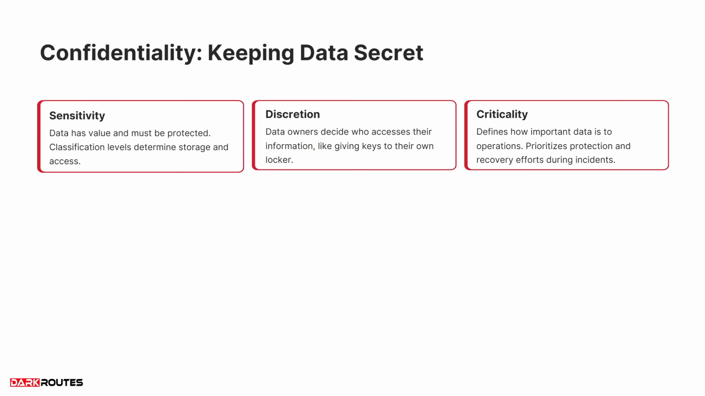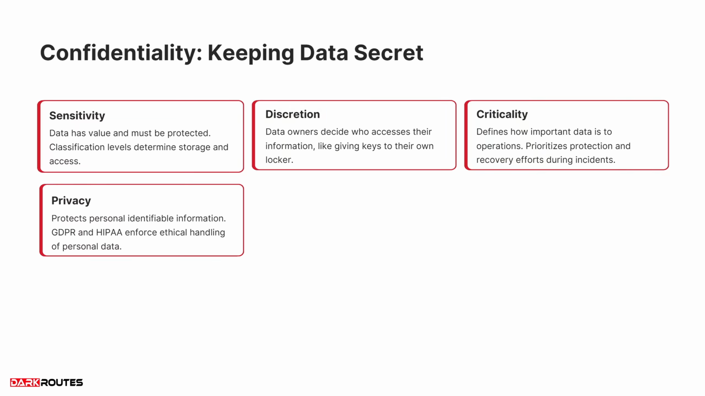Next, we have criticality. Criticality defines how important the data or system is to the organization's operations. It's not about secrecy, it's about the impact it will create if the data is unavailable. For example, the HR payroll system that you use in your organization might not contain any classified information. But think of a case where it went down just before the day of salary. It will affect all the employees, hence making it critical for the organization. In cybersecurity, understanding criticality helps prioritize protection and recovery efforts, so we know what needs to be restored first during an incident or an outage.